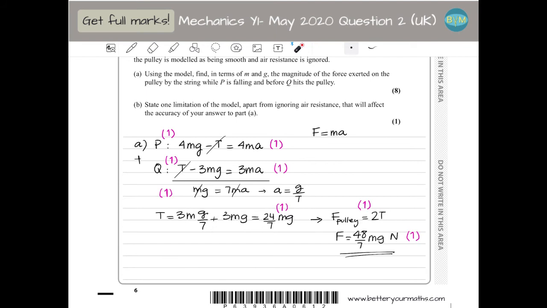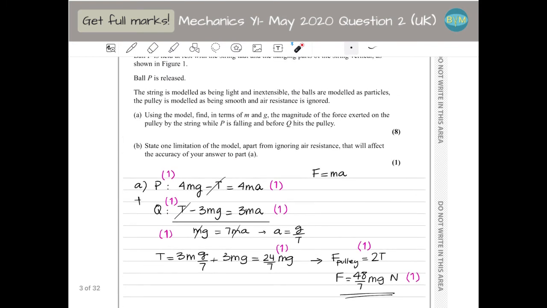The last thing is part B: state one limitation of the model, apart from ignoring air resistance, that will affect the accuracy of your answer to part A. So remember, we have assumed a few things here. We have assumed the string is light and inextensible, and the balls are modeled as particles. And the pulley is smooth, and the air resistance is ignored. But they ask us not to mention air resistance. So we can say any of them.